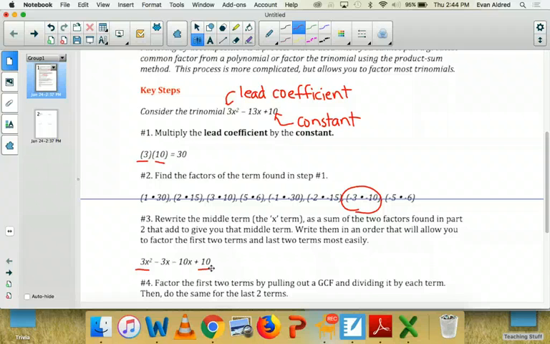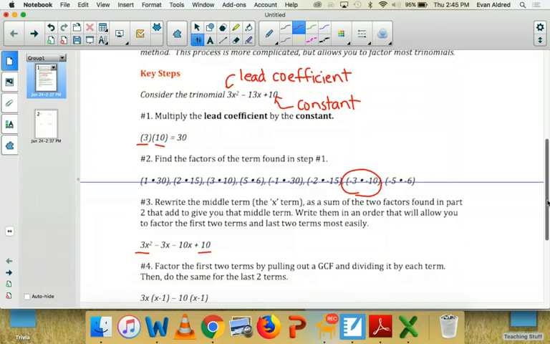Now, we want to pair numbers that work well together. 10 and 3 don't divide nicely into one another. We would get a fraction. But 3 and 3 do, and 10 and 10 do. So we're going to pair the 3x squared with the minus 3x, and we're going to pair the positive 10, the constant, with the minus 10x, because again, we want numbers that work nicely together. And you'll see why in 1 second.